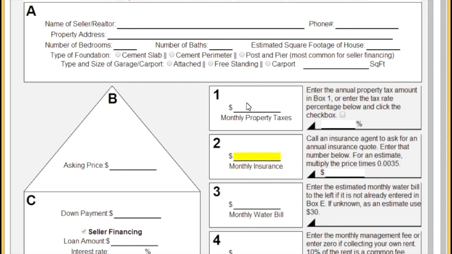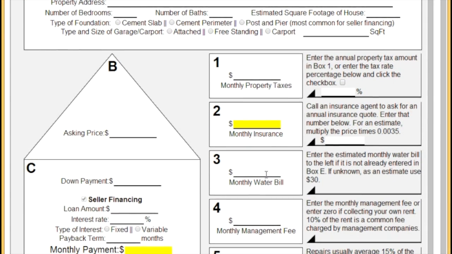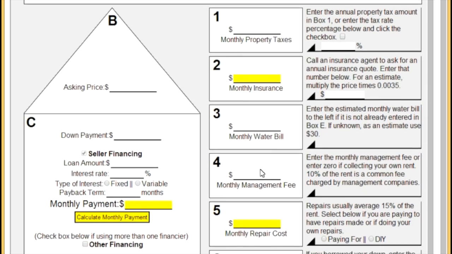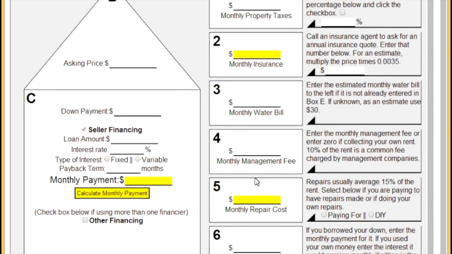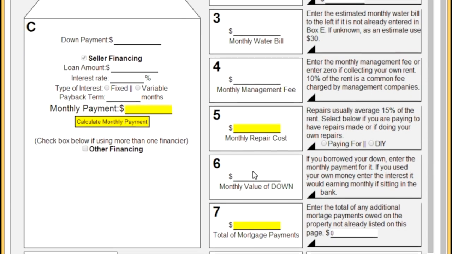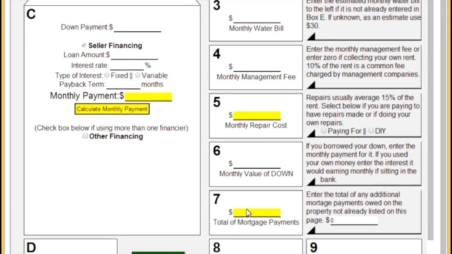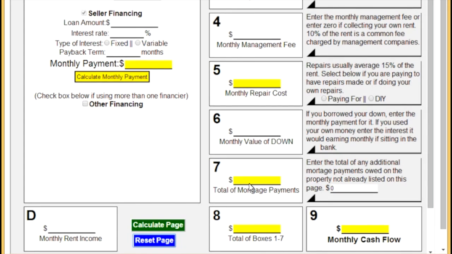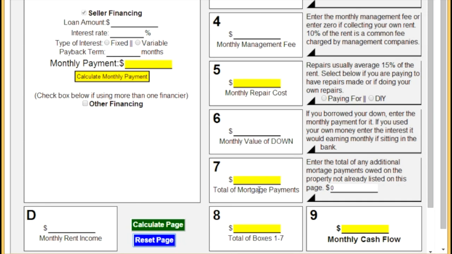Back up in the center at the box numbered 1, this is for your monthly property taxes. 2 is for your monthly insurance. 3 is for the monthly water bill. 4 is for the monthly management fee. 5 is for monthly repair costs. 6 is for the monthly value of your down payment. 7 is for the total of the monthly mortgage payments. And 8 is the sum total of all boxes 1 through 7.